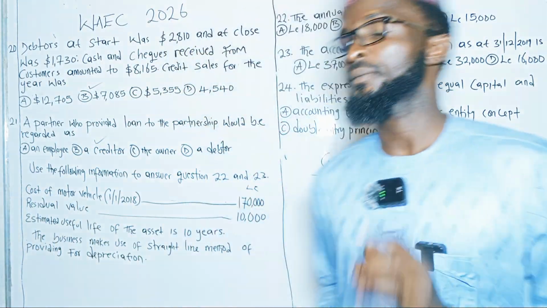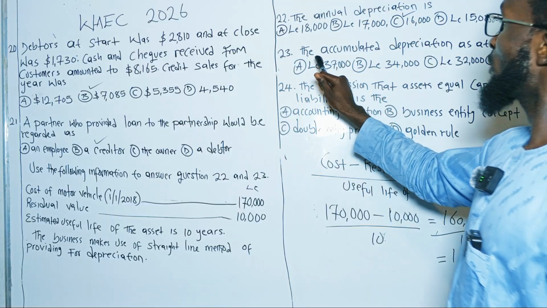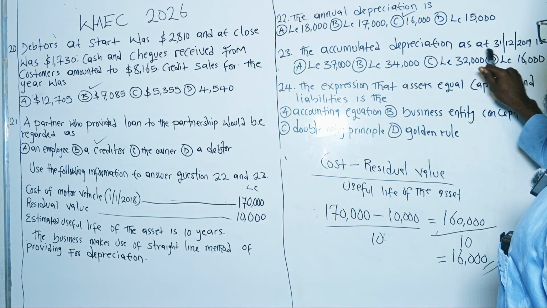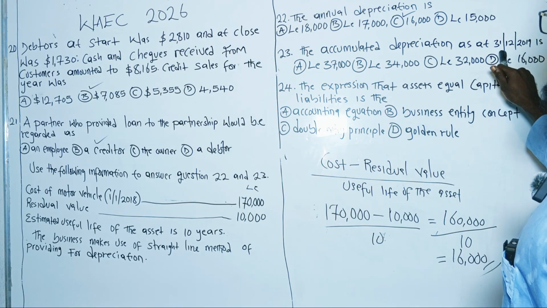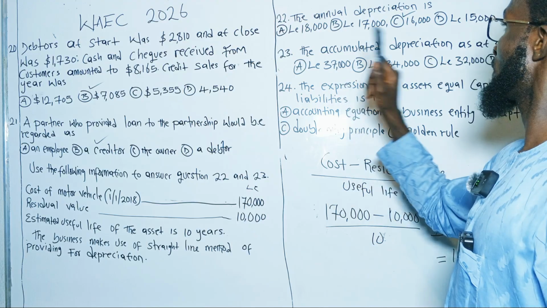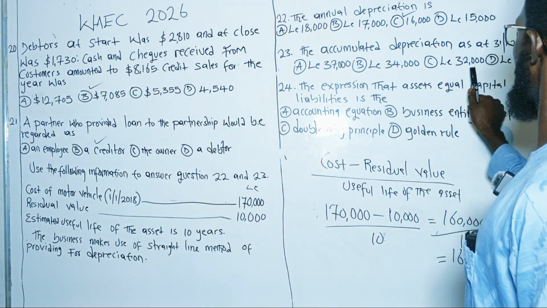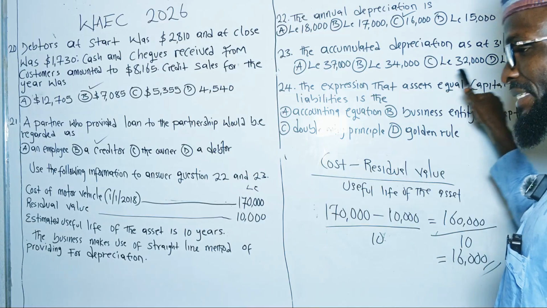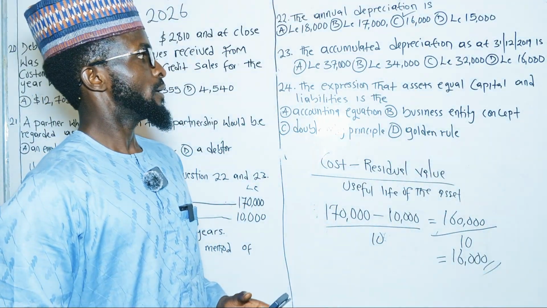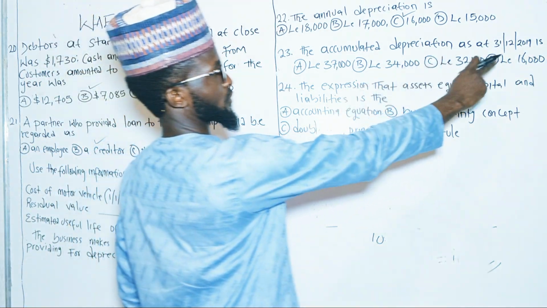Question 23. Still using this information, remember? The accumulated depreciation as at 31st December 2019 is A. 37,000 lei, B. 34,000 lei, C. 32,000 lei, D. 16,000 lei. The accumulated depreciation, they say at 31st December.